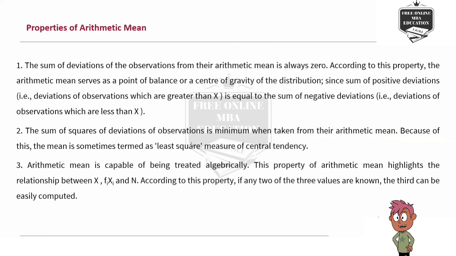The sum of the squares of deviations of the observations is always minimum when taken from the arithmetic mean. So that's why we name it the least square measure of central tendency. So this is x minus x bar. The sum of this is always equal to 0. This is what they meant.